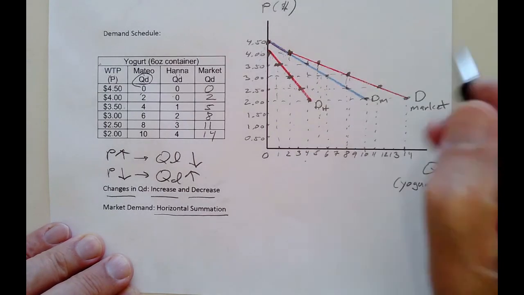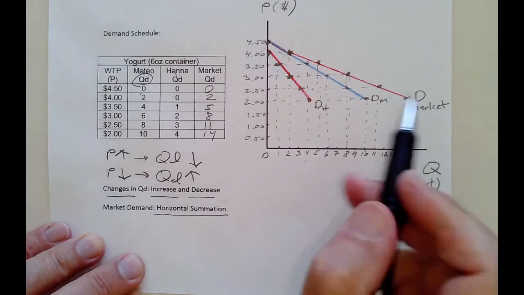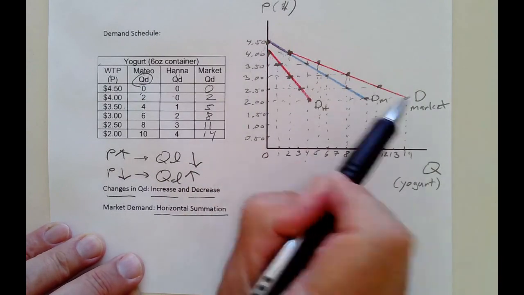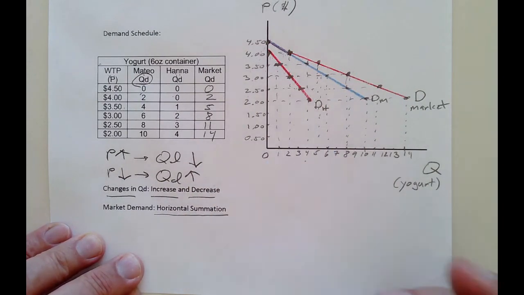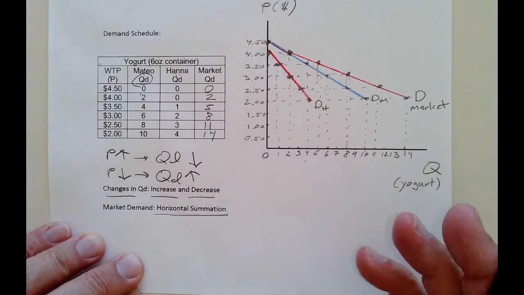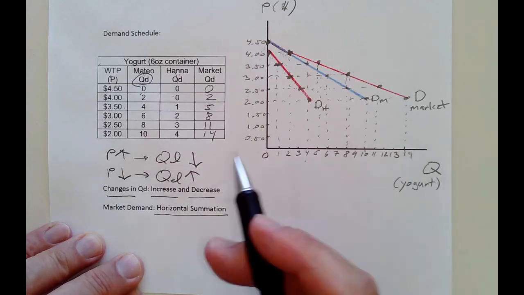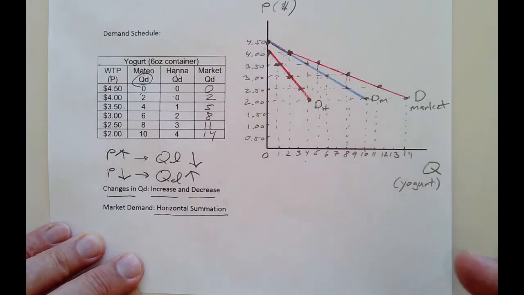And so the market demand is always going to be further out based on adding up the numbers from the different consumers. If you brought in a third or fourth consumer, just keep doing the same thing. Add their quantity demanded numbers in, and the market demand will keep being pushed out with more and more consumers.